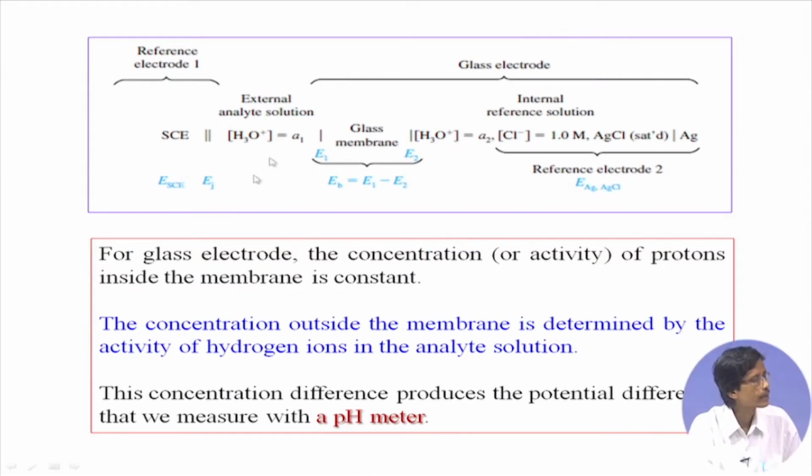So, that way we reach the corresponding measurement for your pH values, how these pH values we can monitor. So, what you see is that you have the external analyte solution, and this external analyte solution you can take in a beaker, and you insert the reference electrode 1 as well as the glass electrode.